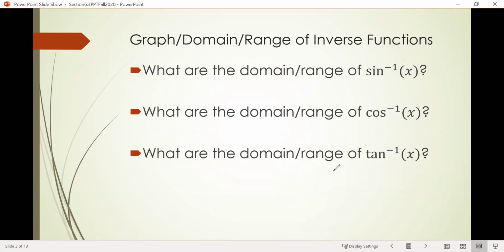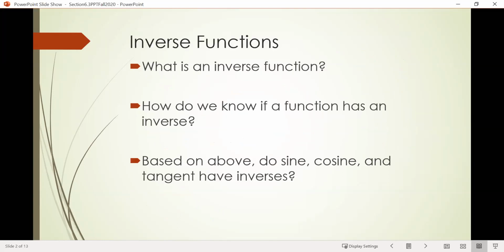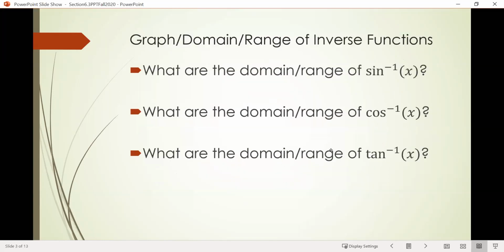All right, so here is our next task. We're going to switch over to the graphing calculator in a second, and we're going to graph inverse sine and inverse cosine and inverse tangent. And we're going to look at what their domain and ranges are. Now, one word of warning I want to point out to you. When you see something like this, sine with a -1, cosine with a -1, or tangent with a -1, that means inverse.